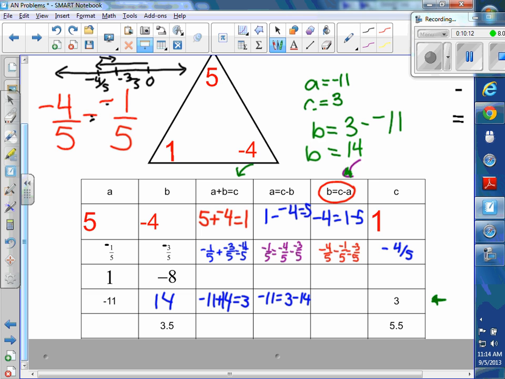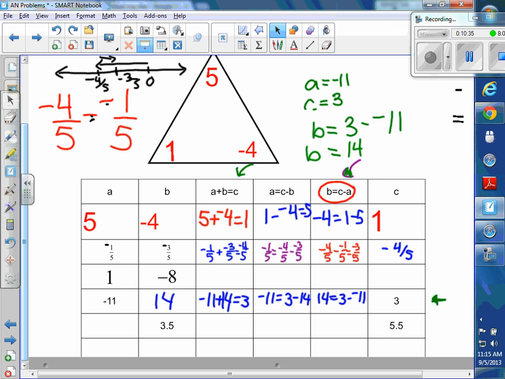Get that? Okay, and then the last one Tyson did, so that's the one he started with, so his B is 14, is equal to C, which is 3, minus the negative 11. Okay? Casey? Yeah. Want to do the last one? Sure. If I can. As far as I can go down.